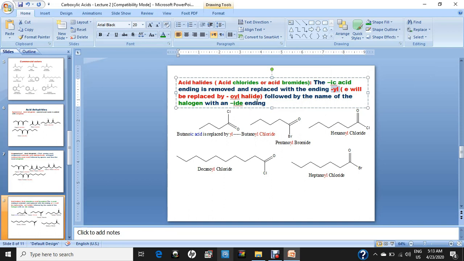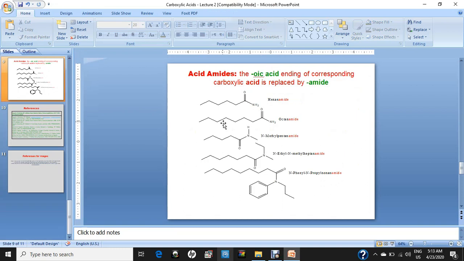I think the second one will be much easier for you. E will be replaced by oyl. So 1 2 3 4 5 pentane, replace E by OYL, pentanoyl bromide, because here is bromine. Hexanoyl chloride, decanoyl chloride, heptanoyl chloride.